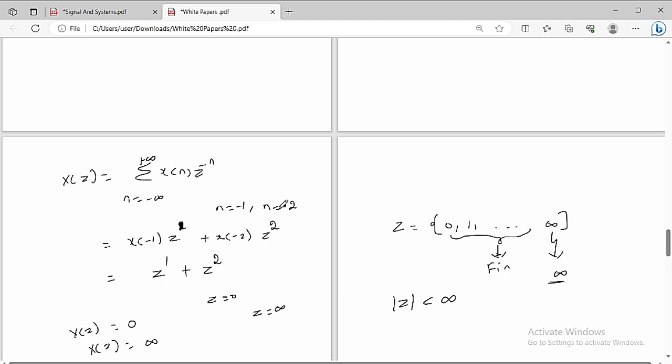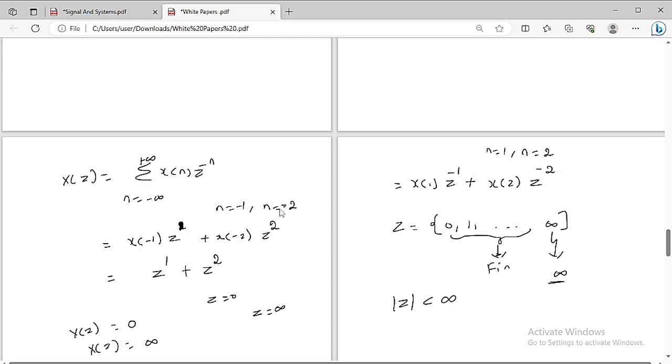Suppose it's a right-sided signal, then what is going to happen? It means only a finite domain. Only for the finite domain, n equal to 1 and n equal to 2 are going to be present. In that case, what are we going to get? X of 1 into z to the power of minus 1 plus x of 2 into z to the power of minus 2.